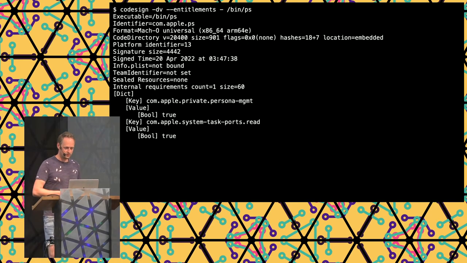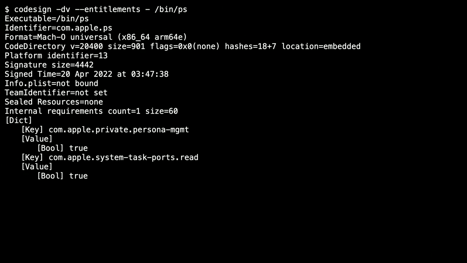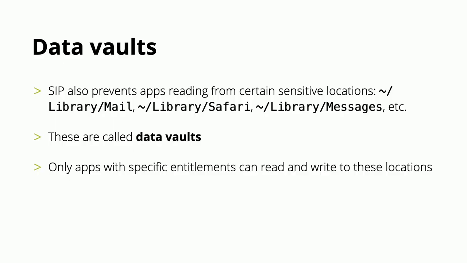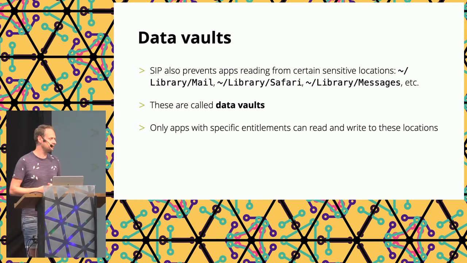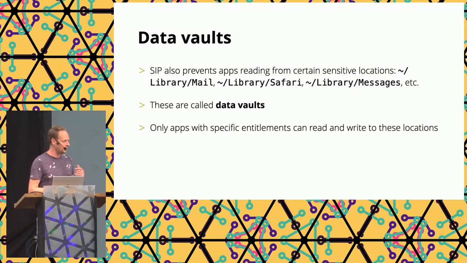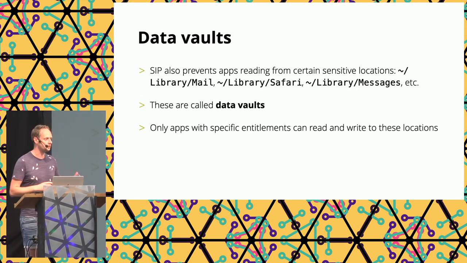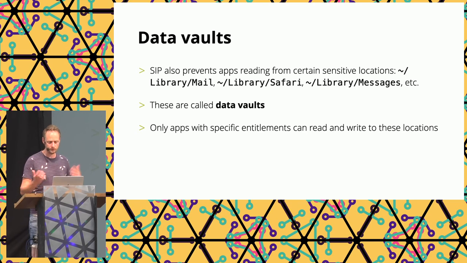In order to allow SIP to work, the entitlement system is used as well, because, for example, the ps binary needs some very specific permissions for which entitlements are used. SIP also prevents apps from reading certain sensitive locations, like your mail database, etc. These are called data vaults, and only apps with very specific entitlements can read and write in that location. So even if you have full system access, that still doesn't mean that you can read the user's local email database, for example.